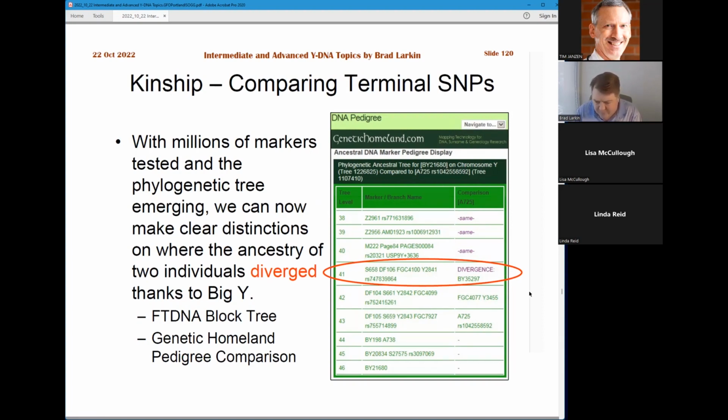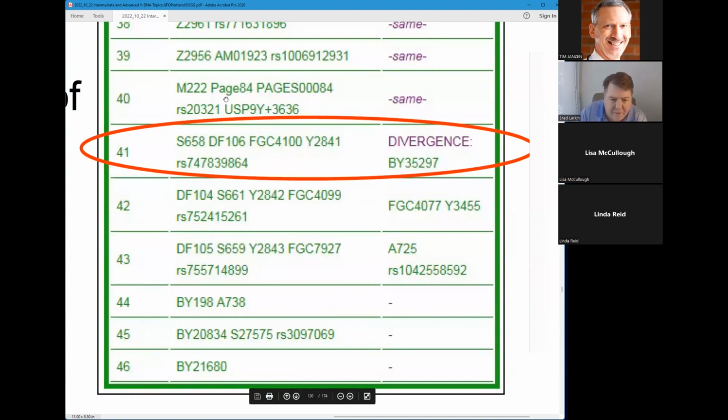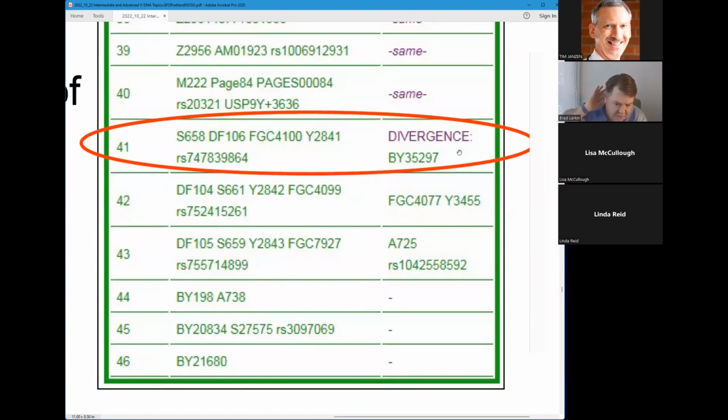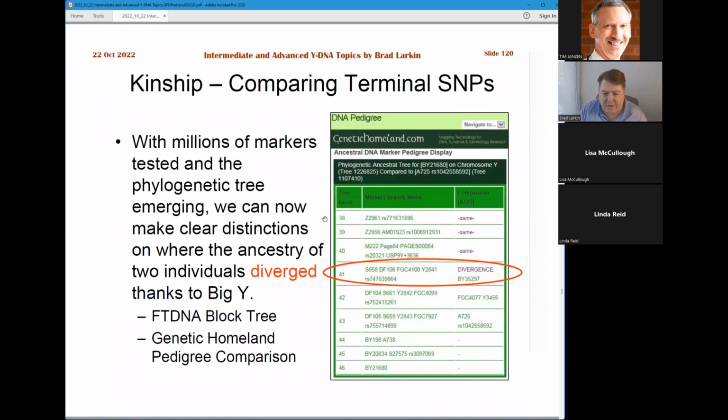Okay, so what you see is they were together at M222, but then they diverged here at level 41. The person on the right has marker 35297. The person on the left has S658. And so you can see the divergence there. That's one of the good things I like as a project administrator with this tool. It lets me very quickly tell not only the level of the divergence, because if they're closely related, it should be in the 40s or 50s, but also let's see the path.